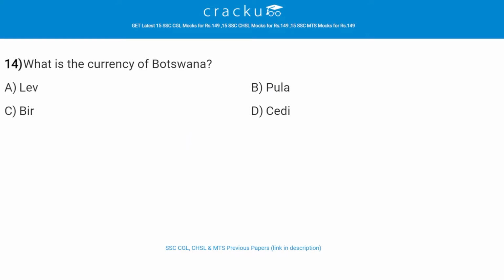What is the currency of Botswana? The correct answer is B, that is pula. The pula is the currency of Botswana and it has the ISO 4217 code BWP, and it's subdivided into 100 thebe.